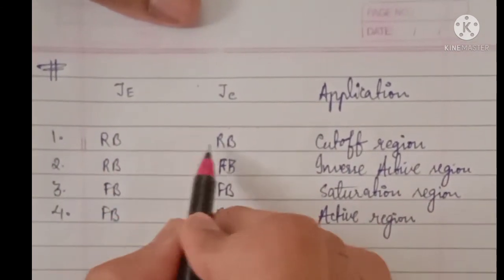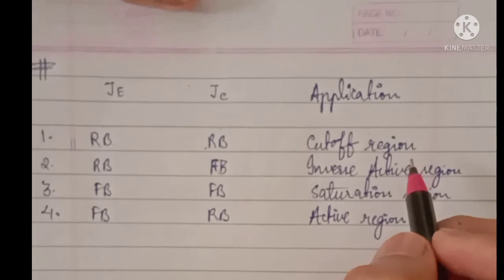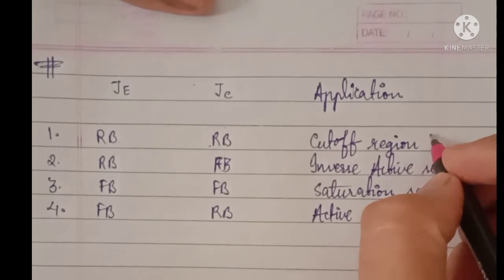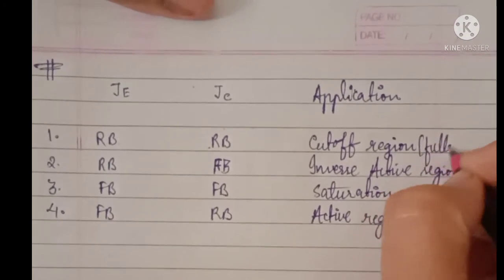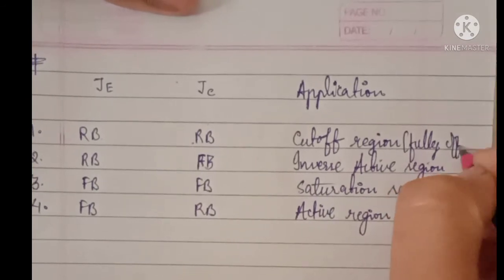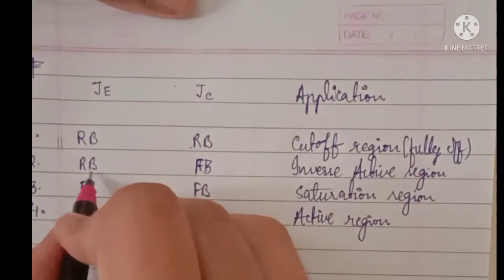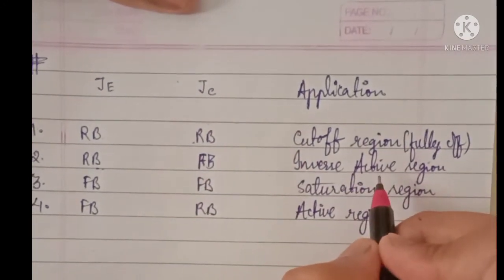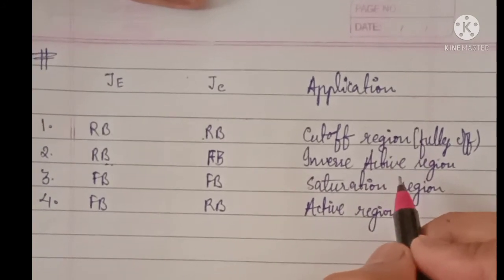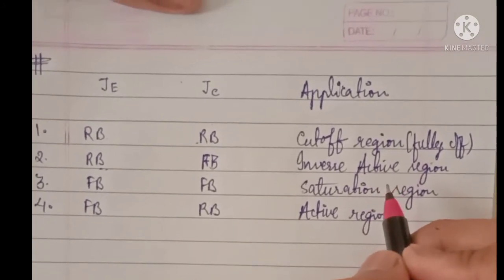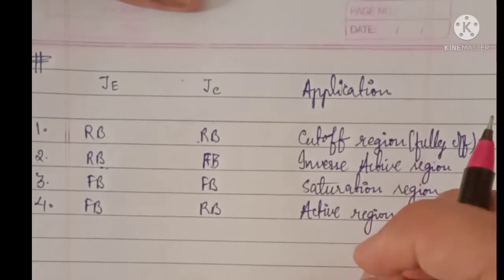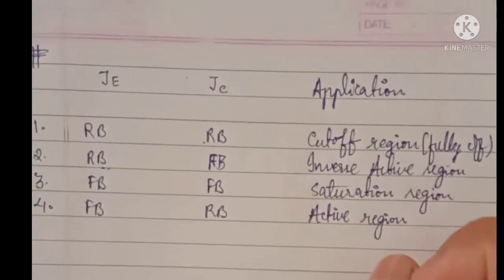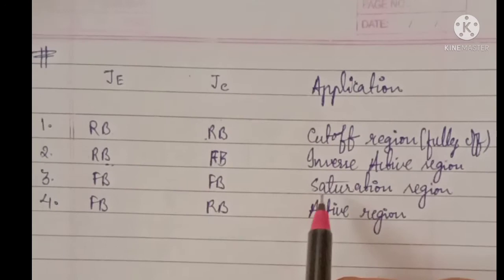When both are reverse bias, it is the cutoff region, which means no current will flow. So this is fully off. Now, when this is reverse bias and this is forward bias, it is the inverse active region, used as an attenuator. Attenuation means you have to degrade the signal that is coming, that is, reduce it. That is attenuate.